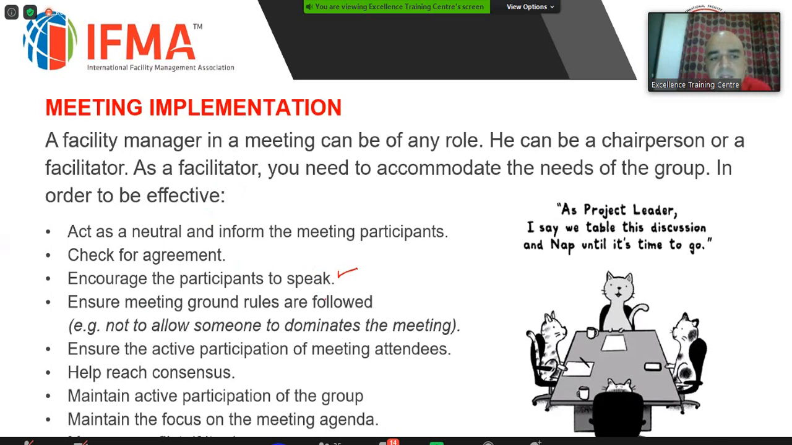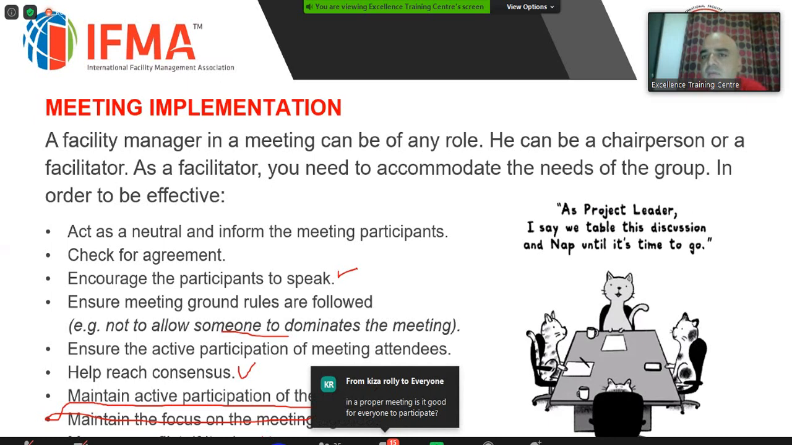Encourage participants to speak, establish the ground rules, not allowing someone to dominate the meeting, ensure active participation, help reach a consensus, and maintain the focus on the meeting agenda. Another thing that happens in meetings is that one time you will be talking about sales, and then you end up talking about the HR policy regarding the incentive for the sales. So it is very important that you stay on the topic. Manage conflict if it arises. Conflict can be healthy if it's constructive.